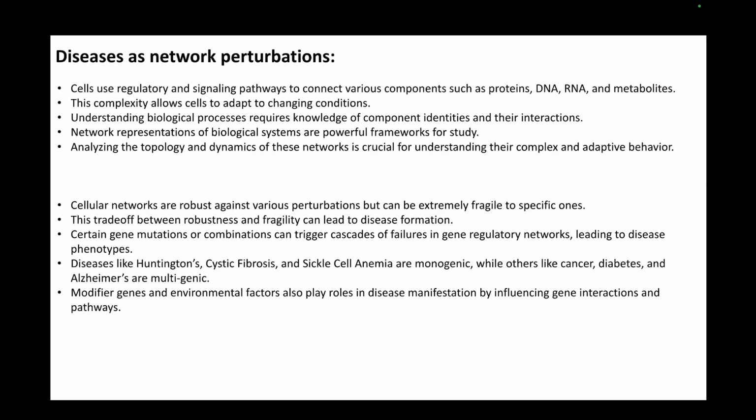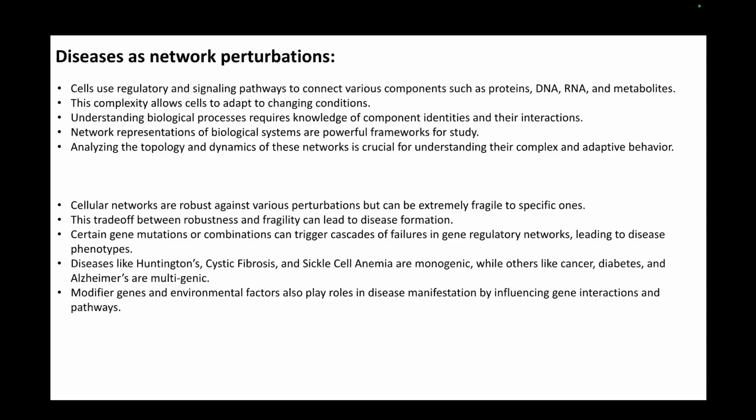Next is diseases as network perturbations, which we've gone through before, but I'll go through it again. Cells have regulatory and signaling pathways to connect various components such as proteins, DNA, RNA, and metabolites. This complexity allows the cell to adapt to changing conditions. Cellular networks are basically a network representation of biological systems, and analyzing the topology and dynamics of this network can be crucial for understanding their complex and adaptive behavior.